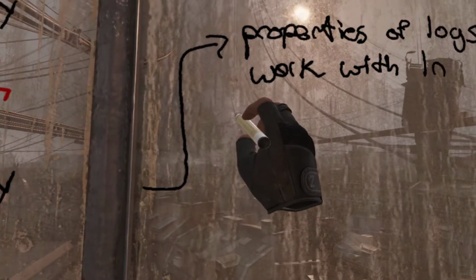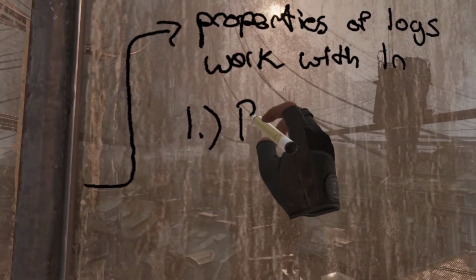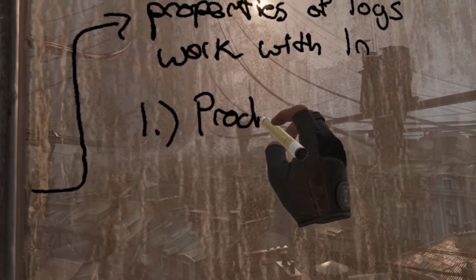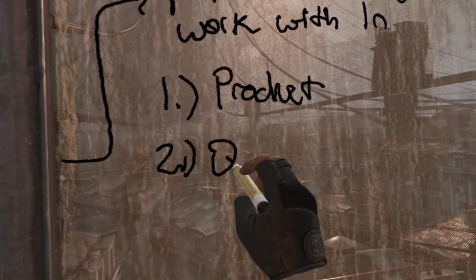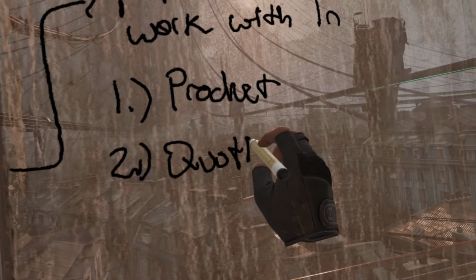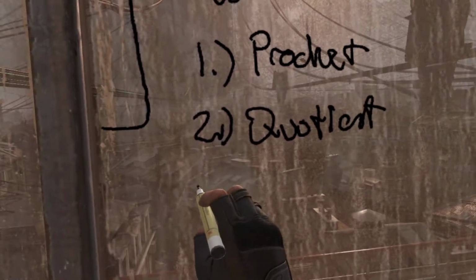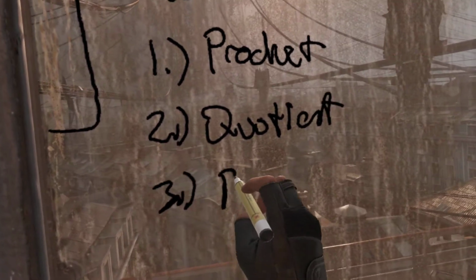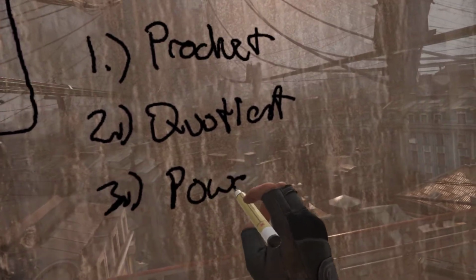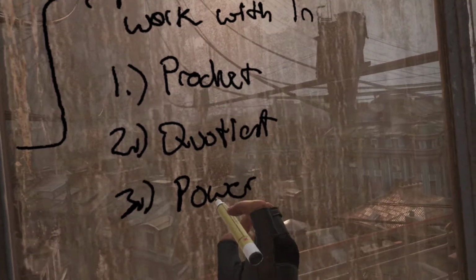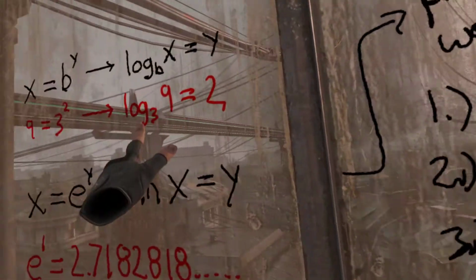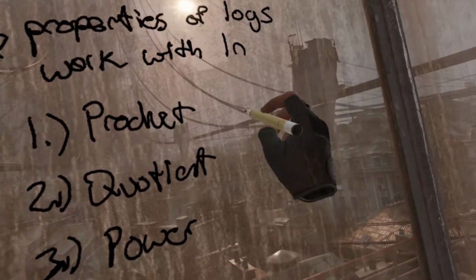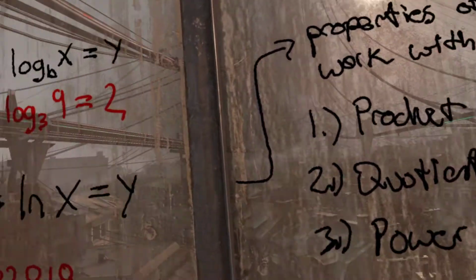That means, remember the 3 properties that I taught you a couple lessons ago? The product property, the quotient property, and the power property. The product property, quotient property, power property, they all work with natural logs exactly how they work with logs. Now, I'm not going to write out the 3 properties for you again. Just flip back in your notes.